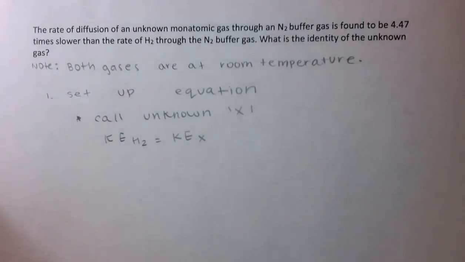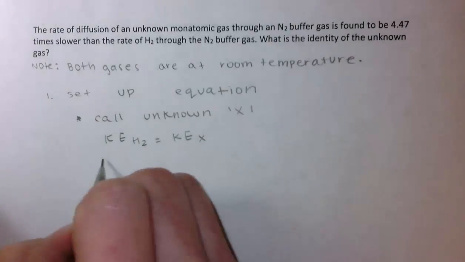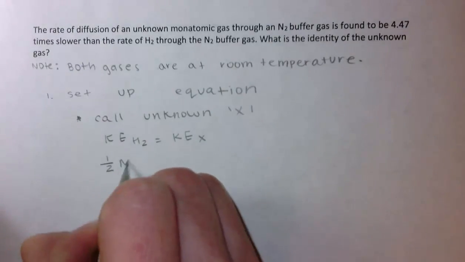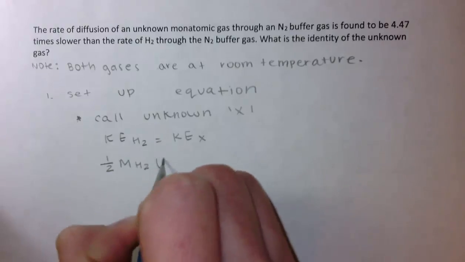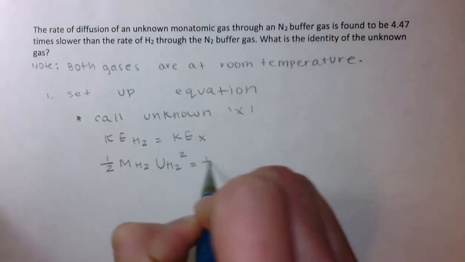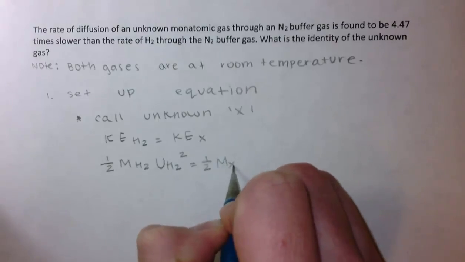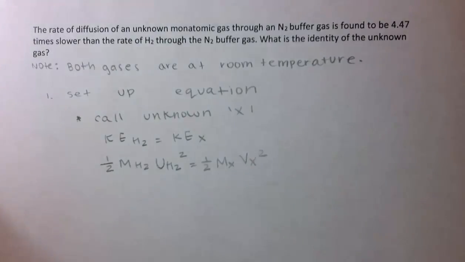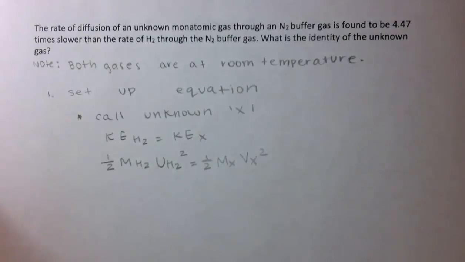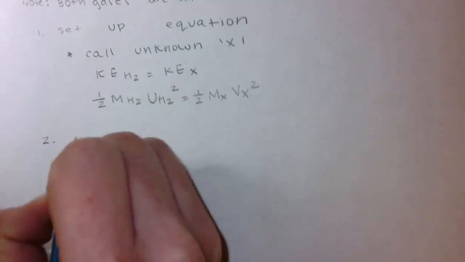and that the kinetic energy of our hydrogen is going to equal the kinetic energy of our unknown component. And to expand that equation, that's going to be 1/2 times the molar mass of hydrogen times the velocity of hydrogen squared equals 1/2 times the molar mass of our unknown component times the velocity of our unknown component squared. And that's the general formula that we're going to use. I do want to note that both gases are traveling through a buffer gas, but they are traveling through the same buffer gas through the same medium, so this is not going to impact our problem, and we can still use this equation.